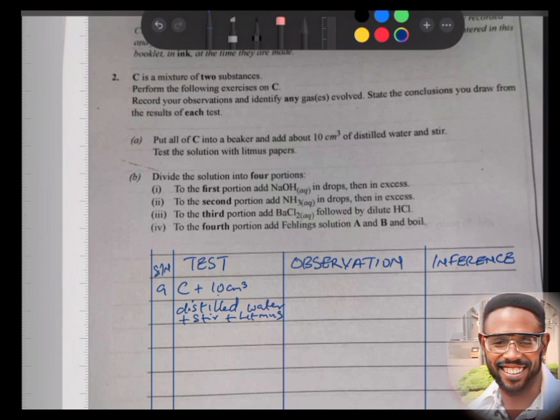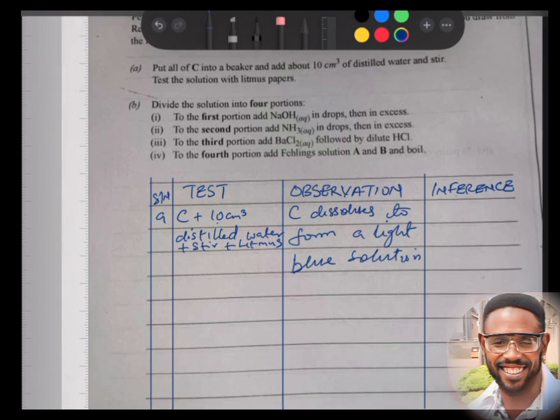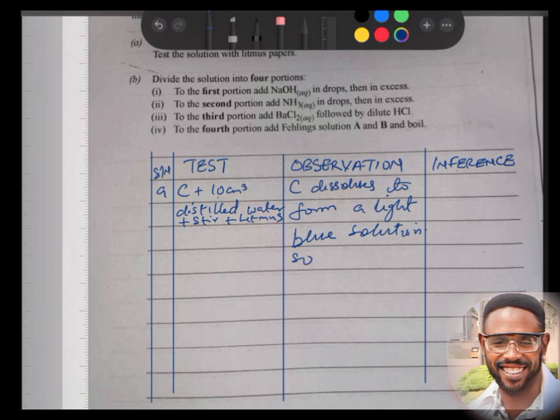Observation: C dissolves to form a blue solution, or you say a light blue solution, which turned blue litmus paper red.